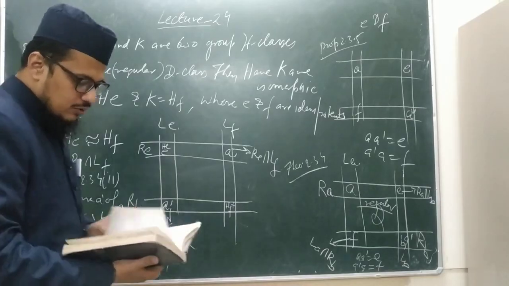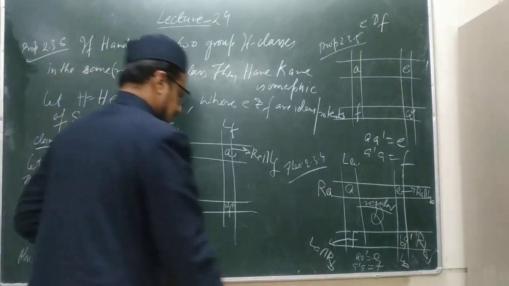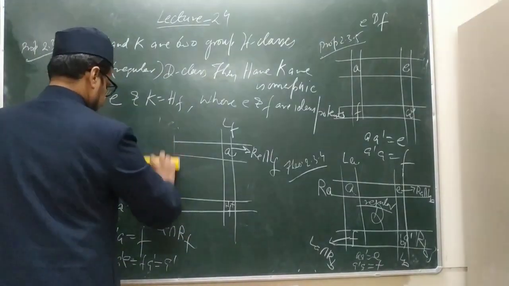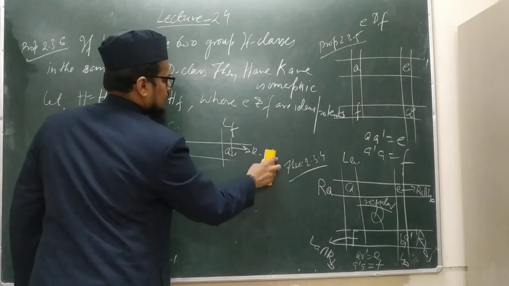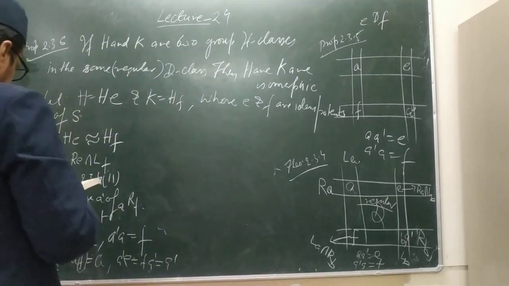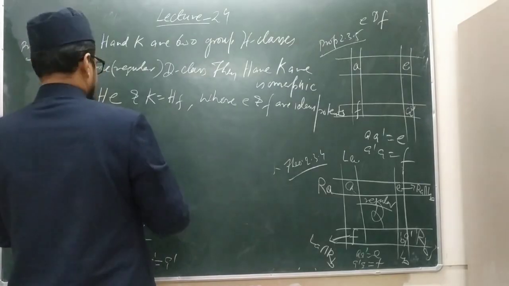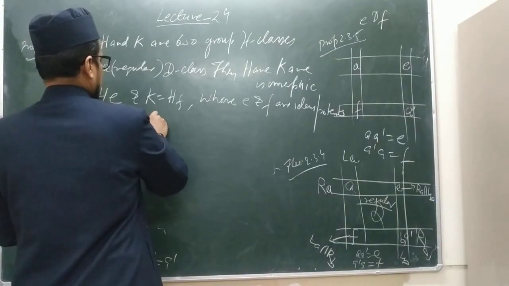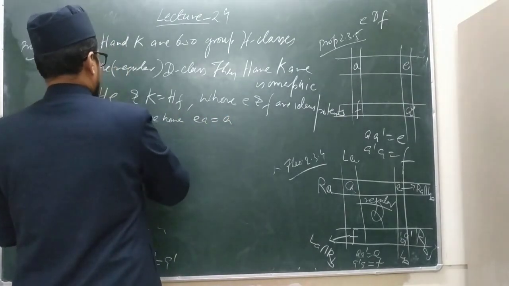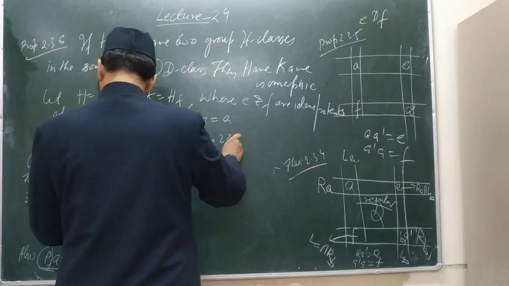Now we have to be careful by using Green's lemma. We will use Green's lemma now. Now you see how we use Green's lemma. See what we have. We have EA is equal to A. So by Green's lemma 2.2.1.